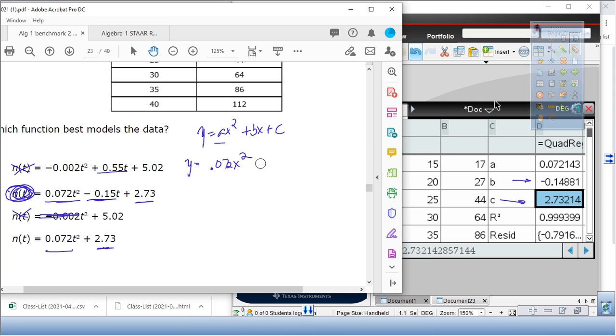Minus 0.14, but they rounded to 5x plus my c, 2.73-ish.